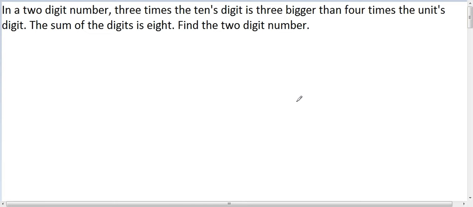In a two-digit number, 3 times the tens digit is 3 bigger than 4 times the units digit. The sum of the digits is 8. Find the two-digit number.